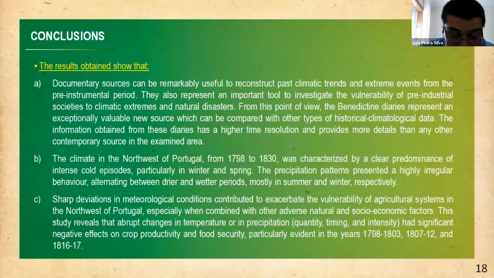C. Sharp deviations in meteorological conditions contributed to exacerbate the vulnerability of agricultural systems in the Entre Douro e Minho region, especially when combined with other adverse natural and socioeconomic factors. This study reveals that abrupt change in temperature or in precipitation, quantity, timing, and intensity had significant negative effects on crop productivity and food security, particularly evident in the years 1798 to 1803, 1807 to 1812, and 1816 to 1817.